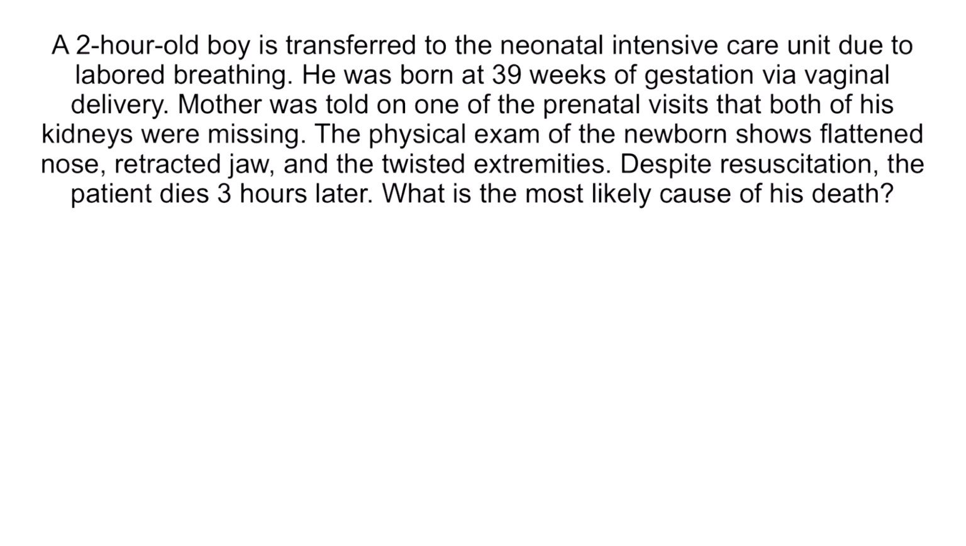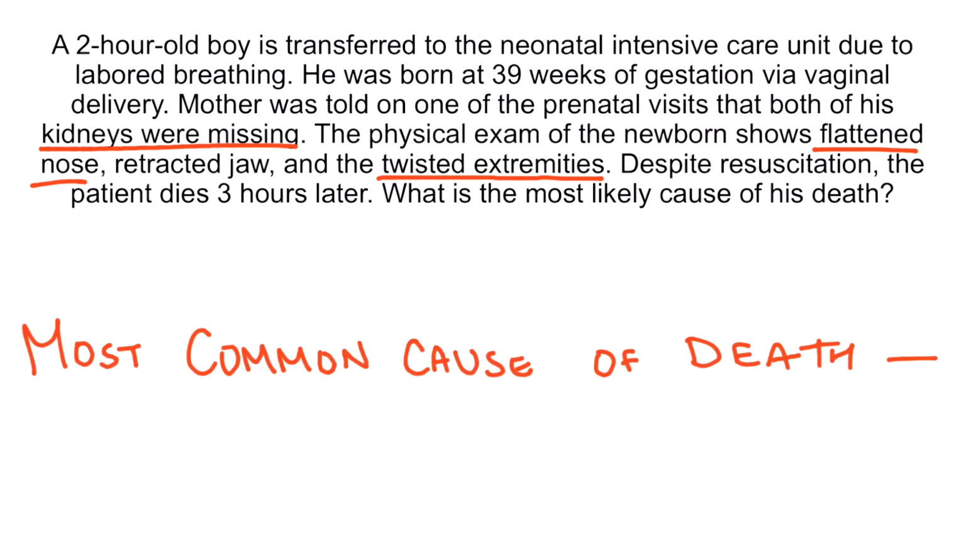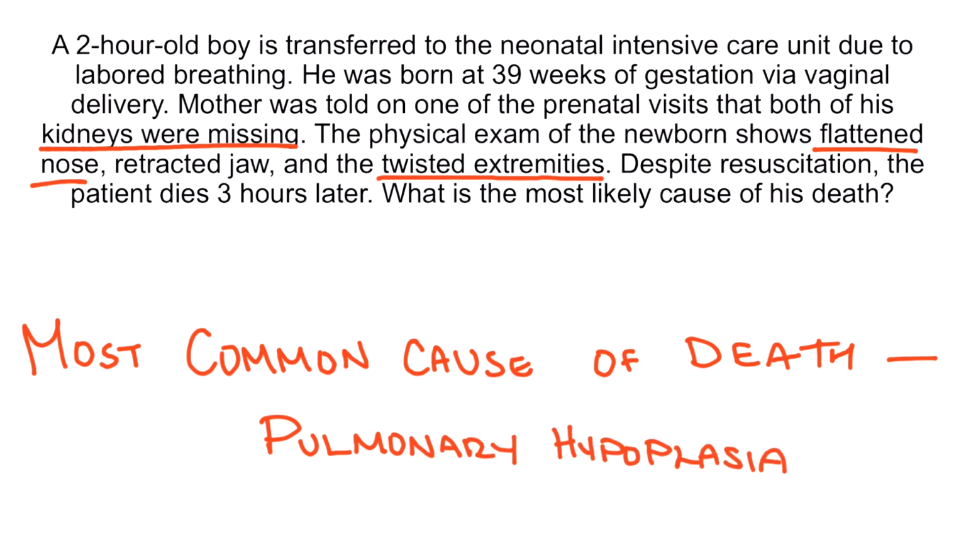Okay, so the neonate we see has classic symptoms of Potter sequence, that retrognathia, flattened nose, and twisted extremities. And we also know why the Potter sequence occurred. It's because the fetus was missing his kidneys. And the neonate only lived 3 hours. What was the most likely reason for the patient's death? Well, as we mentioned on the previous slides, it was most likely due to pulmonary hypoplasia, because lack of development of the lungs is actually the most common cause of death following Potter sequence in utero. And that concludes this section.